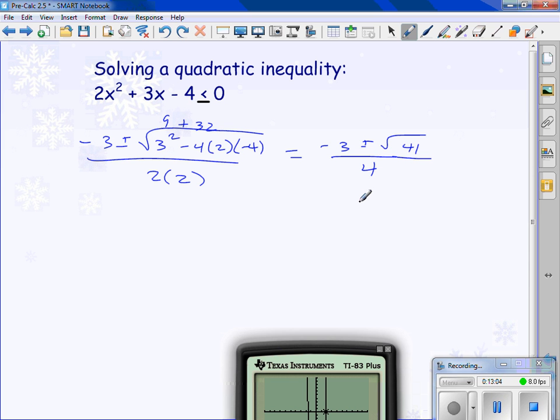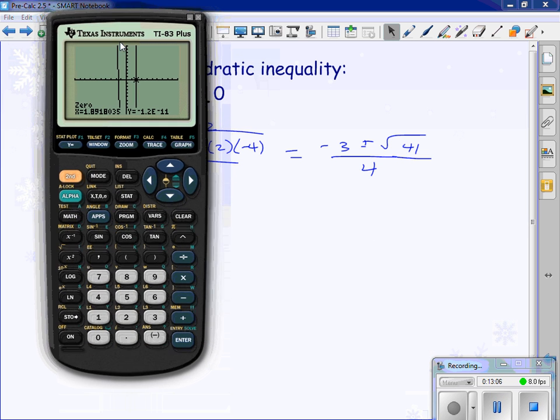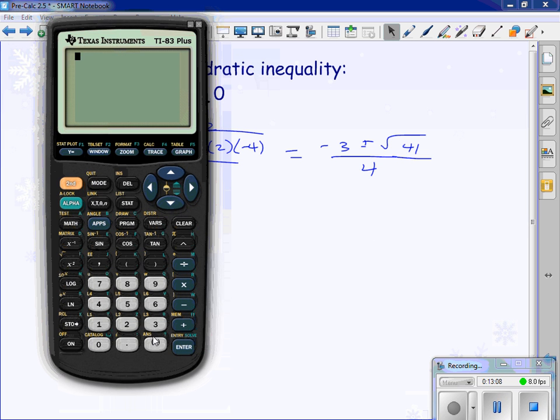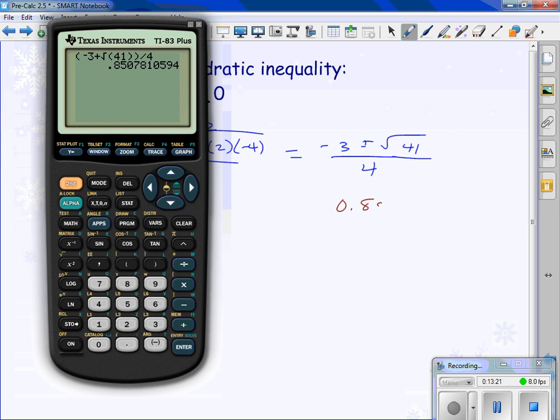Doesn't make sense for our problem to leave them as radicals. So I'm actually going to go in -3 plus the square root of 41 divided by 4, 0.851. I'm going to do the negative part of it. -2.351. Is this an AND or an OR statement?